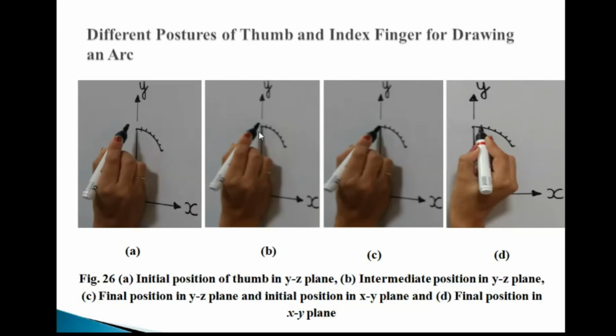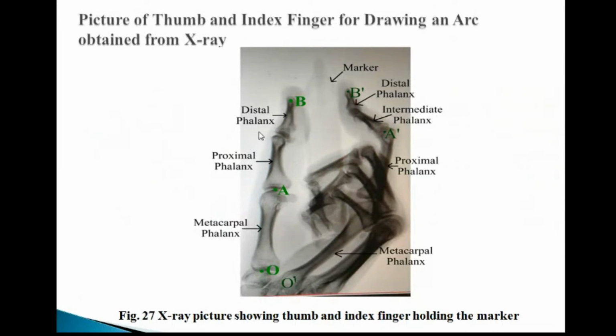And you can see that I have marked the divisions of 10° each here. Similarly, I have taken the X-ray position also for holding the marker, in which point O is marked at the starting of metacarpal joint of thumb and it is taken as the fixed joint. Point A is marked at the end of metacarpal joint and beginning of proximal joint. Point B is marked at tip of thumb, that is at the end of distal joint.